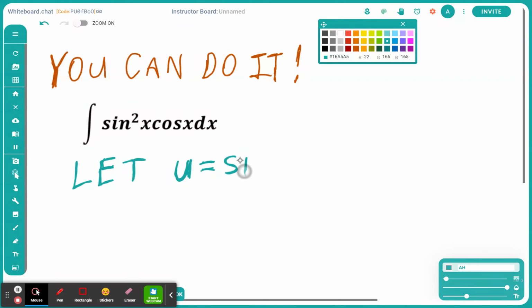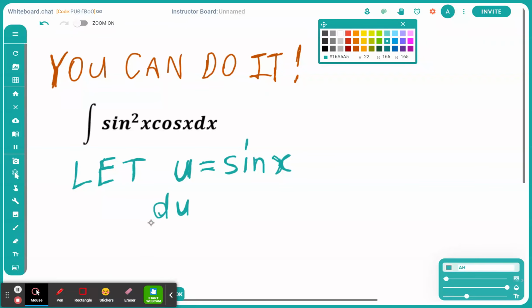So in this case, there is sin x and cosine x, but notice how it's sin x squared. And that square is trying to signal to you that it's a little bit more difficult. So what we're going to do is let u equal sin x.